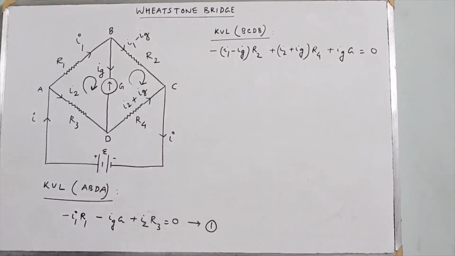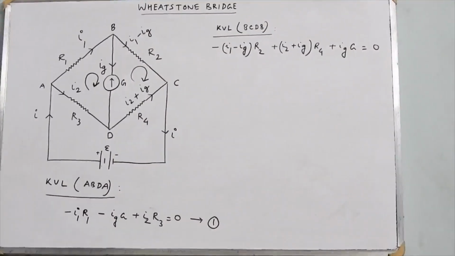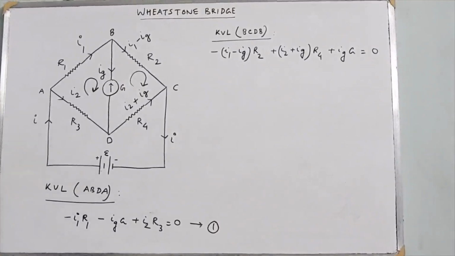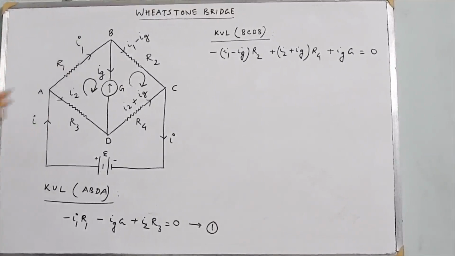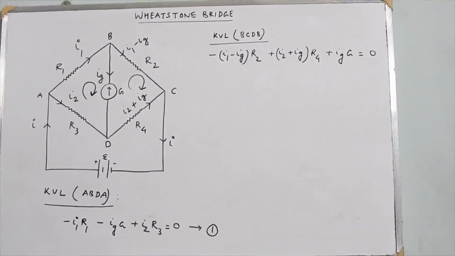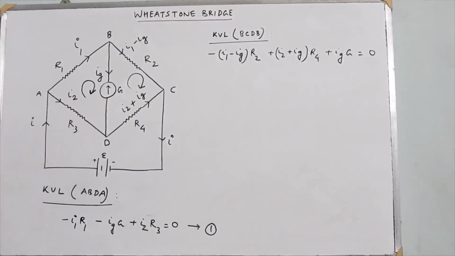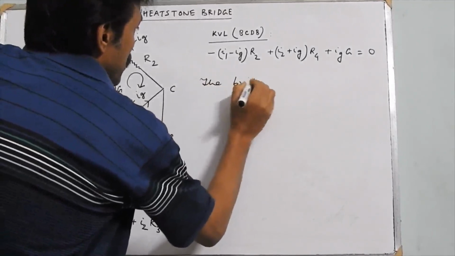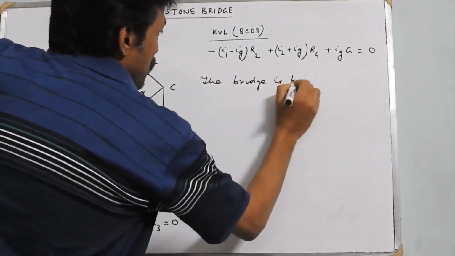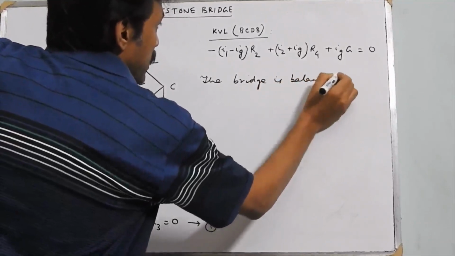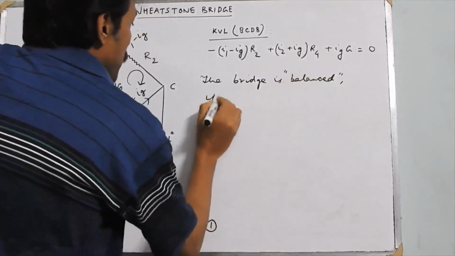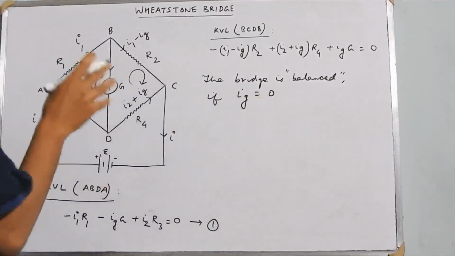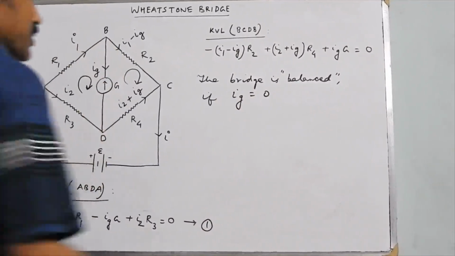Now, we are actually trying to analyze the Wheatstone bridge from a viewpoint which is called the balanced Wheatstone bridge. Now, this Wheatstone bridge or this network of resistances is said to be balanced if no current flows through the galvanometer. The bridge is balanced if no current flows through the galvanometer, which means that Ig must be equal to 0, and this is only possible if B and D are at the same potentials.